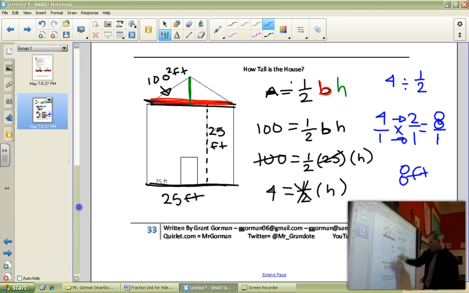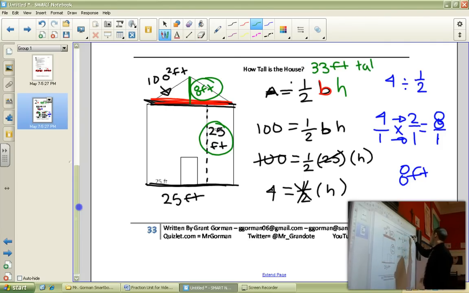So this little part of the house, that green portion, the height of this triangle is 8. 8 feet. So the 8 feet from there and the 25 feet from there is going to give us, how tall is the house? 33 feet tall.